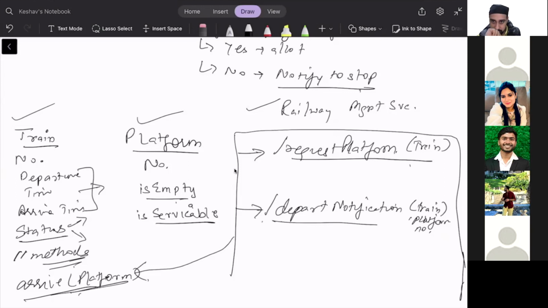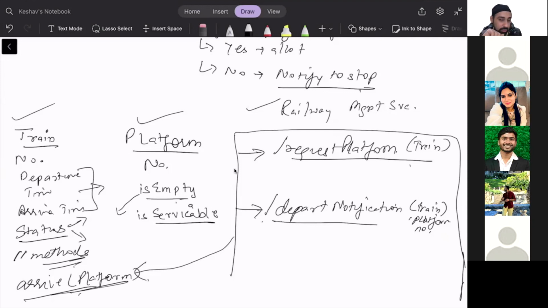Platform assigned kind of thing, like when a platform is assigned to a train. If you're saying it's not empty, then you should know which train it's being assigned to in the platform there. Yeah. And keep that thing.